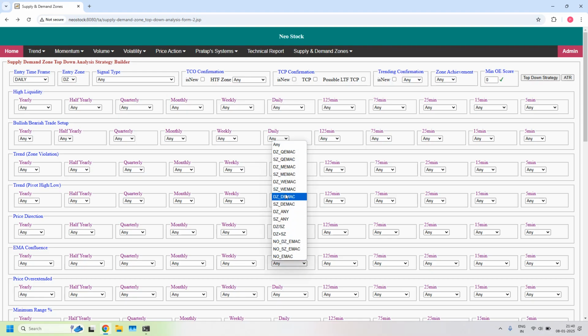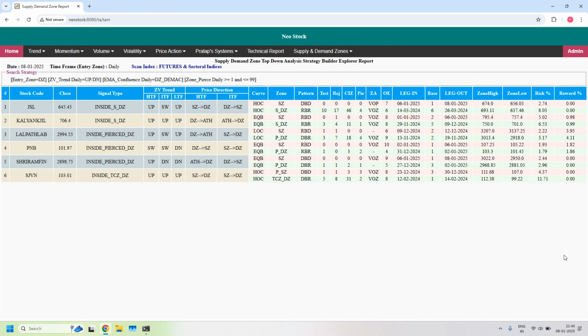Setting the filter, daily demand zone having daily EMA Confluence, and trend on daily time frame should not be sideways, it can be up or down. Let's filter. Now the list has come down to 6. All these 6 pierced daily demand zones are having daily EMA Confluence. Okay, this is about daily time frame pierced demand zones.